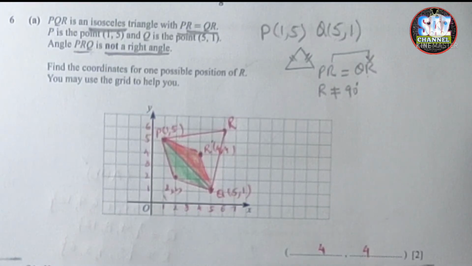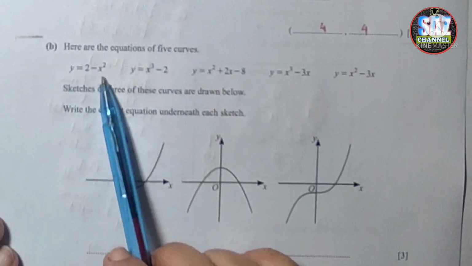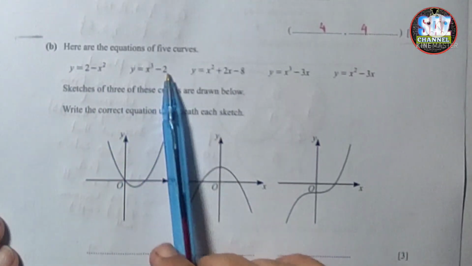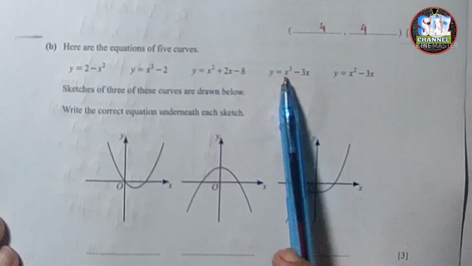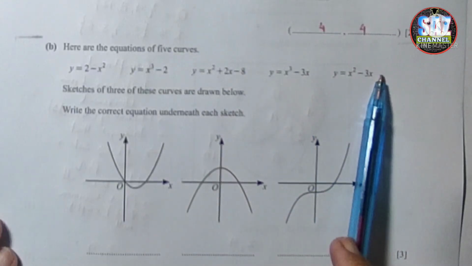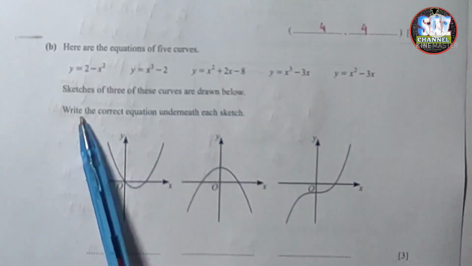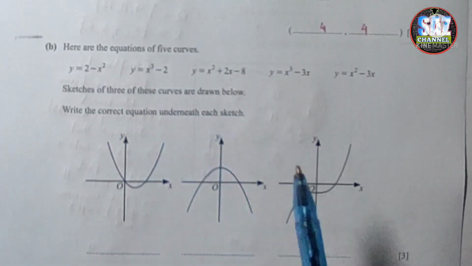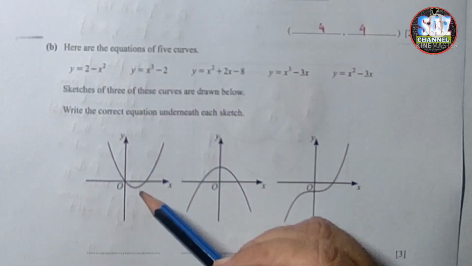Again, the next question, part B says, here are the equations of 5 curves. y equals 2 minus x squared, y equals x cubed minus 2, y equals x squared plus 2x minus 8, y equals x cubed minus 3x, and y equals x squared minus 3x. Okay, sketches of 3 of these curves are drawn below. Write down the correct equation underneath each sketch. Okay, let's discuss how to decide which equation is associated with which curve.